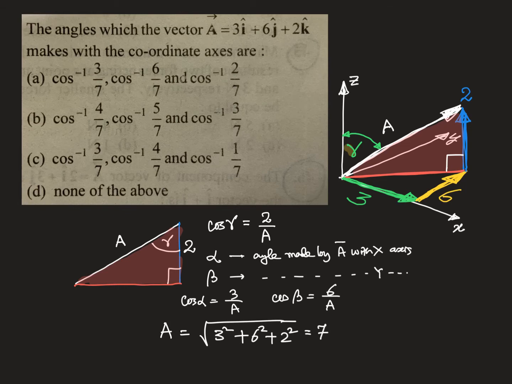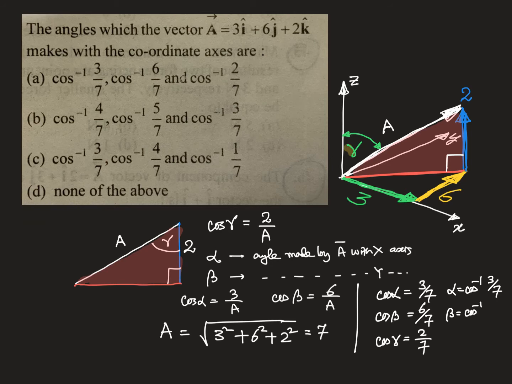So cos alpha is equal to 3 by 7, cos beta is equal to 6 by 7, and cos gamma is equal to 2 by 7. That means alpha is equal to cos inverse 3 by 7, beta is equal to cos inverse 6 by 7, and gamma is equal to cos inverse 2 by 7. Inverse is a notation: suppose cos theta is equal to x, then theta is cos inverse of x.